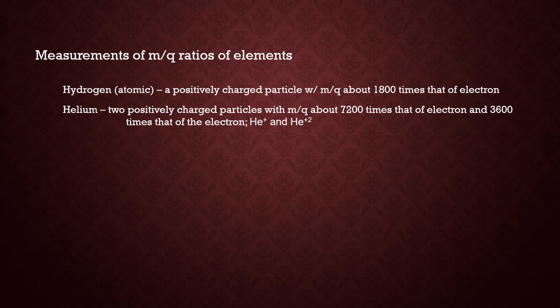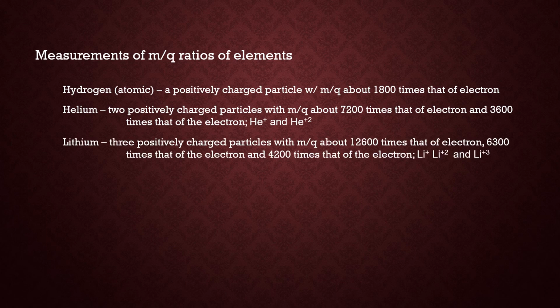If you put lithium vapor in, and that's done the same way as the sodium, you got three positively charged particles with M to Q ratios of about 12,600 times that of the electron, 6,300 times that of the electron, and 4,200 times that of the electron, namely lithium plus, lithium plus 2, lithium plus 3.